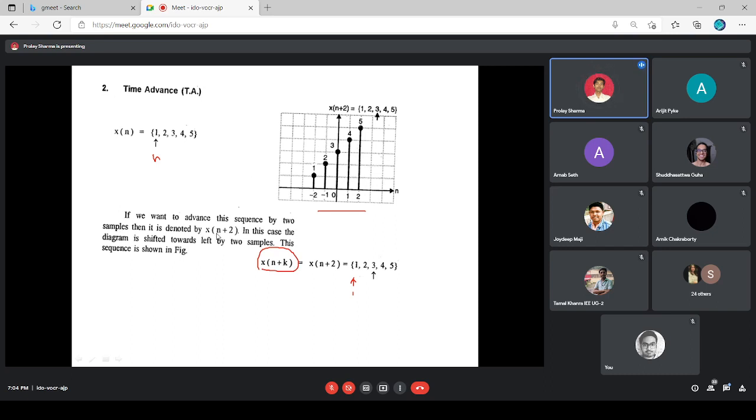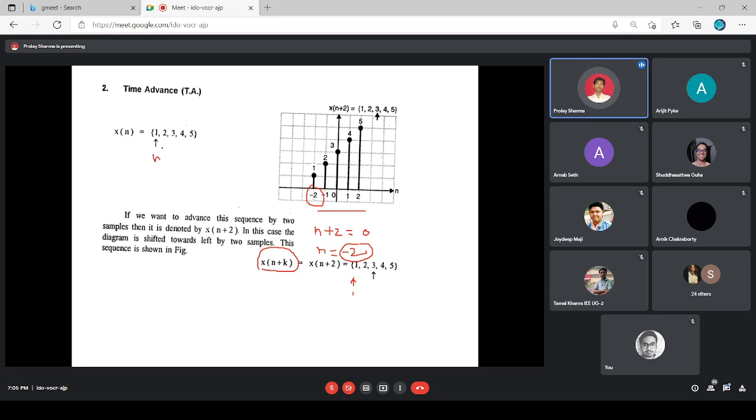The representation is that the signal will now be x[n plus 2]. Now in brackets the term is n plus 2. If we make n plus 2 equal to 0, then we can find out the starting position of the signal. So n equal to minus 2. That means for the shifted signal, whether it is negative or positive, left hand side or right hand side, whether the signal is delayed or advanced, we can get the starting point of the signal. The starting point of the signal is minus 2nd position.